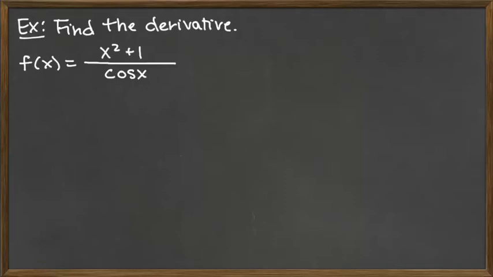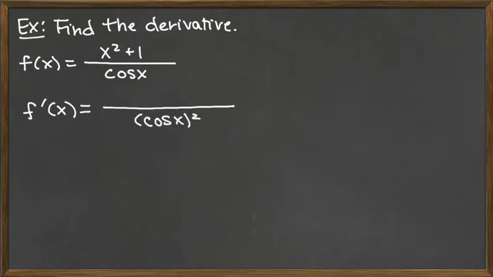To take the derivative of this quotient, x squared plus 1 on the top with cosine of x on the bottom, we're going to need a quotient rule, or the quotient rule. So we have f prime of x is equal to, and I always, for a quotient rule, draw my line and go ahead and put the denominator squared in the bottom.